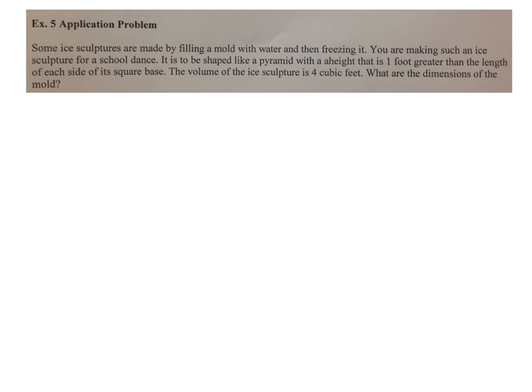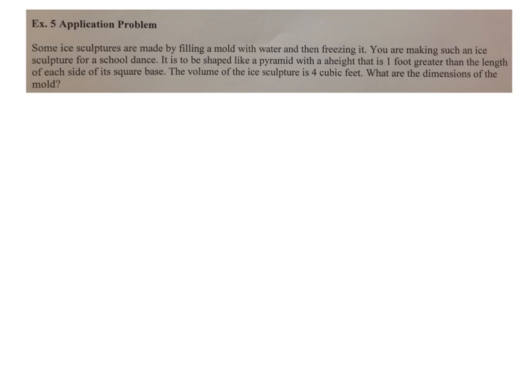Now we're going to do one more, because we have to do a word problem. We just do. We always have to. And here it is. Some ice sculptures are made by filling a mold with water and then freezing it. You're making an ice sculpture for a school dance. It's to be shaped like a pyramid with a height that is 1 foot greater than the length of each side of its square base. The volume of the ice sculpture is 4 cubic feet. What are the dimensions of the mold?